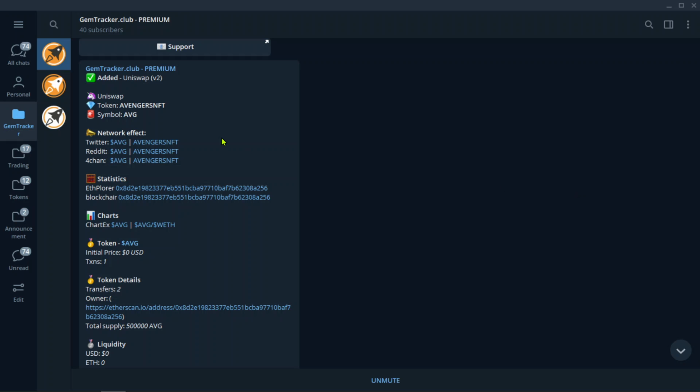We can see that a new token's been added to Uniswap. We've got the token name and the token ticker or symbol. Here we've got AVG.